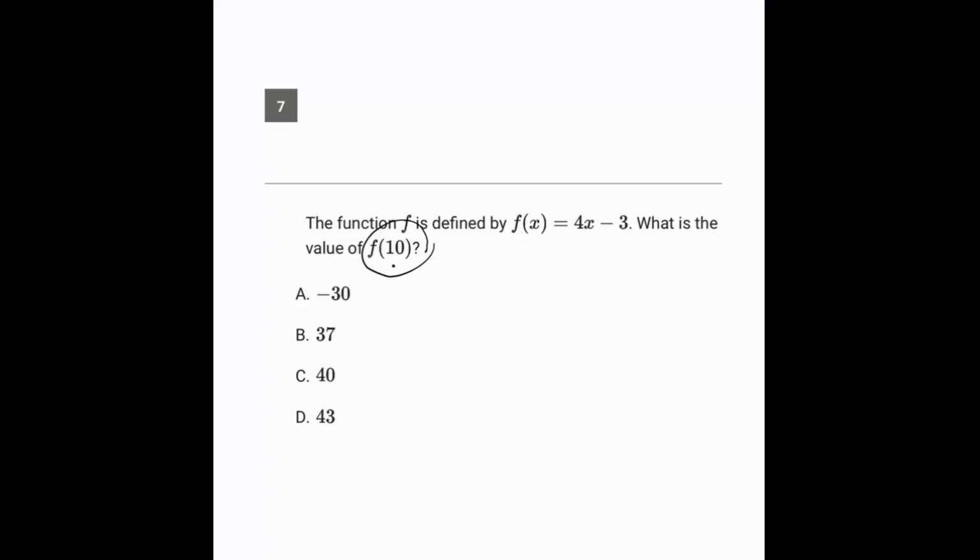So coming back over here, we have f of 10, which, according to our definition, means x is 10. So just rewrite it with 10 in place, and that's 4 times 10 minus 3, 40 minus 3, which is 37. So the answer here is B.